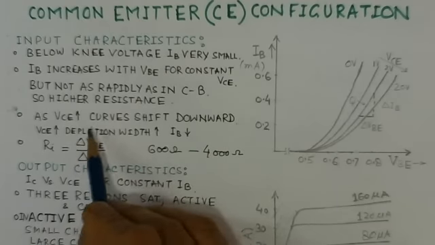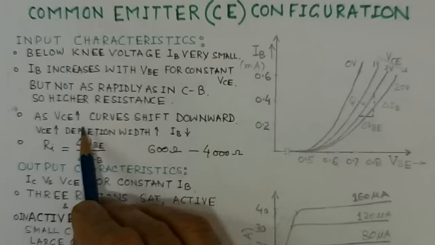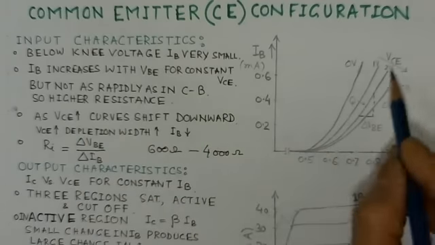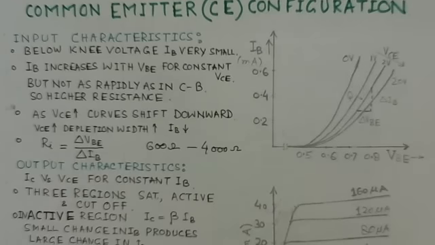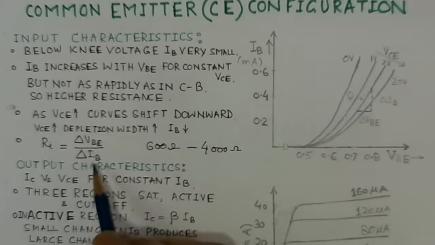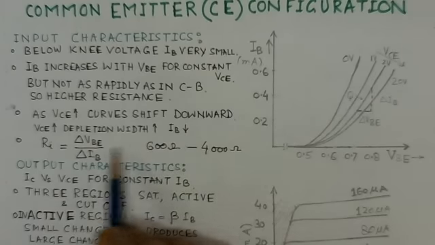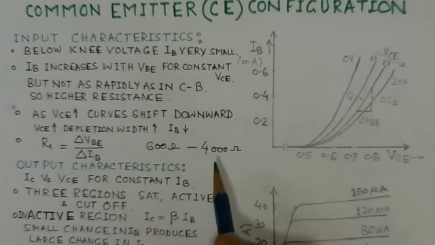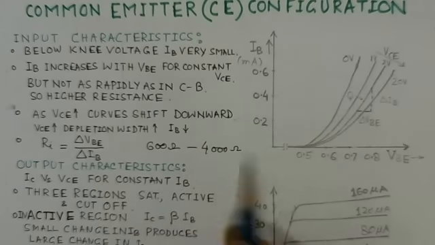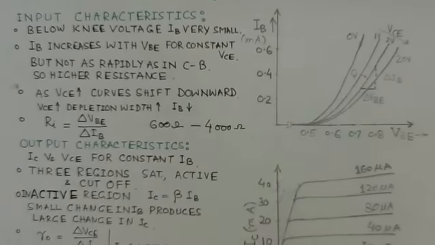There's something more which is different from the common base here. The VCE curves shift downward. Here they are shifting downward, while they are shifting upward in the earlier characteristics. And what we notice here is the value for Ri is delta VBE over delta IB, and the typical value ranges from 600 ohms to 4000 ohms.